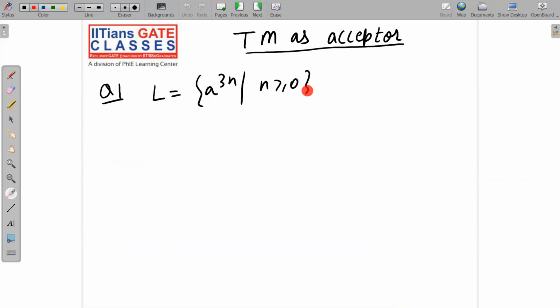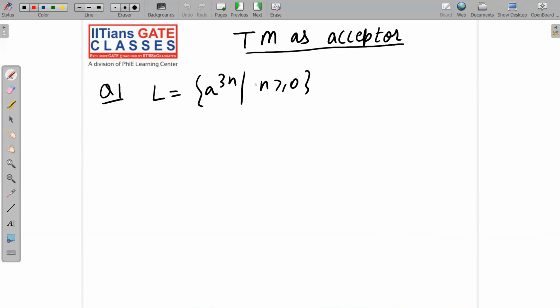See, this language is regular. Please note it down carefully: a power 3n is a regular language. If you do not know how to recognize the type of language, then please watch my previous lectures. In chapter 1 itself, I have shown you properly how to recognize the type of language. So this is a regular language because we can construct an FA for it very easily, since the number of A's is a multiple of 3. So we will have 3 states only.